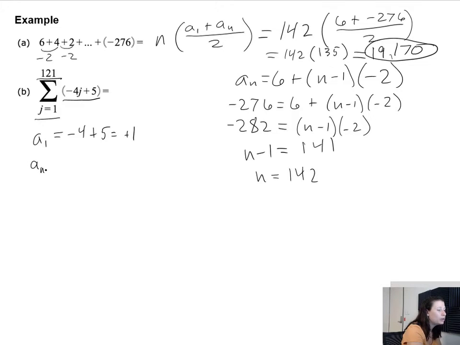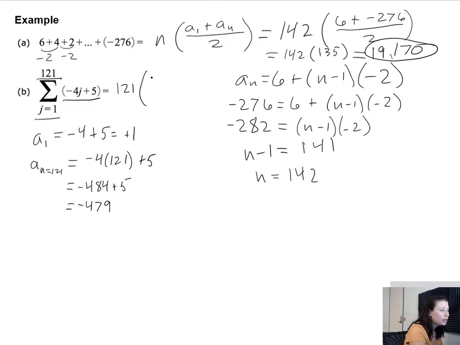Then a_n, where n is 121, is negative 4 times 121 plus 5. That's negative 484 plus 5, which is negative 479. So now we can set this up. This is equal to 121 for n, and a1 is positive 1, plus a_n is negative 479, over 2.